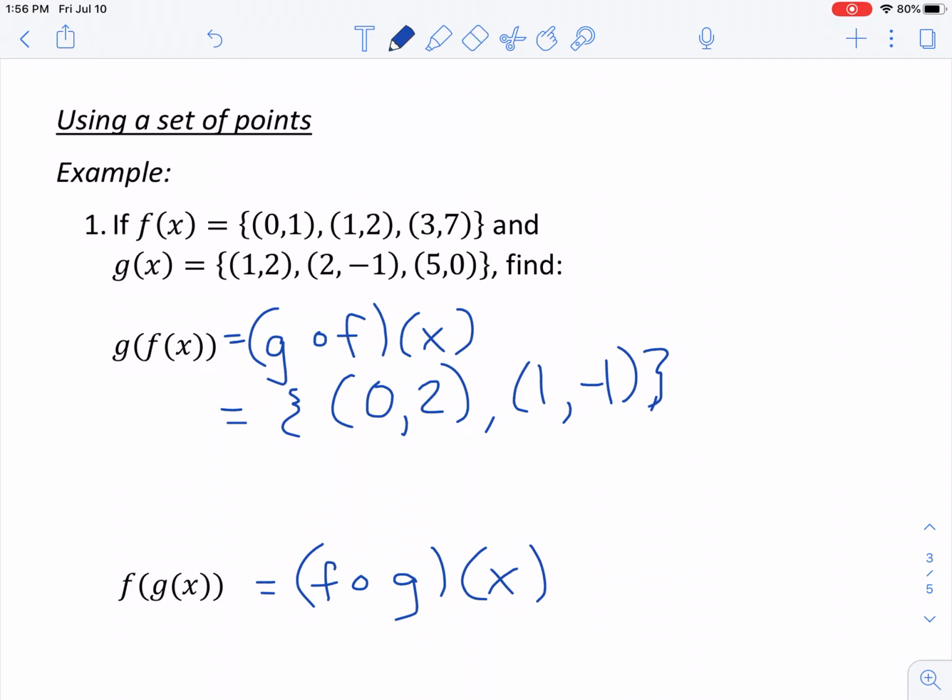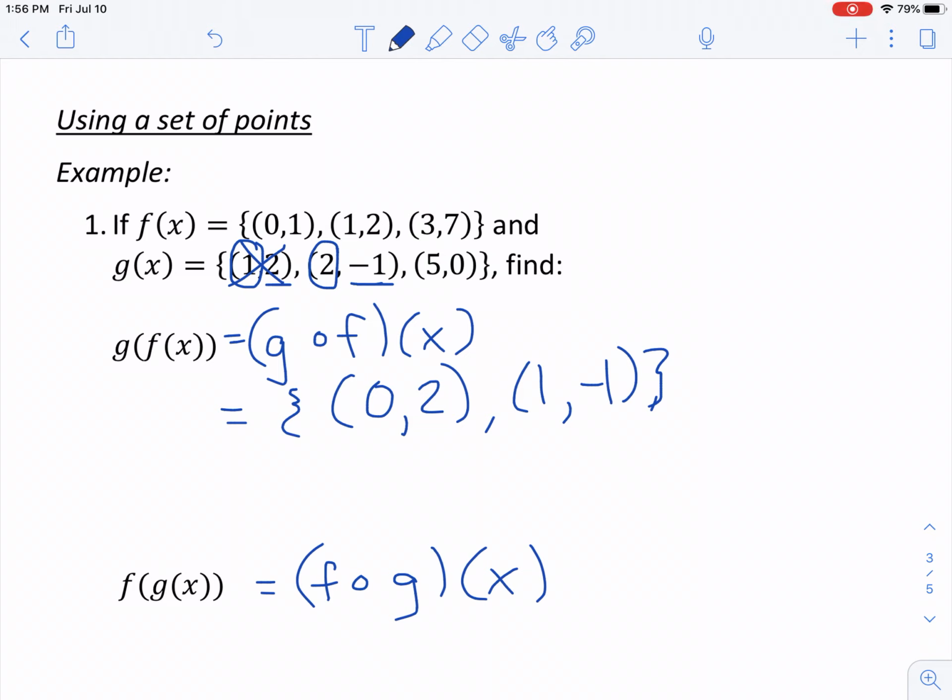When x equals 1, g at 1 is 2, and there's no 2 up here, so that point doesn't work. When x equals 2, g at 2 is -1, and again that doesn't work because there's no -1 for the input in f.